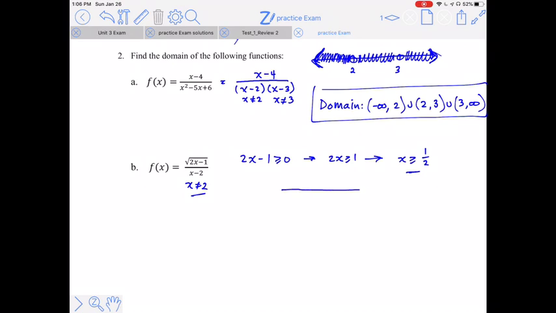Again, if we want to visualize this on a number line, the excluded value of 2 I'm going to represent with an open circle. And then starting the domain at 1/2, I'm going to put a bracket because it includes 1/2. We're going to shade here to the right because it needs to be greater than. So everything to the right of 1/2 is shaded except for x equals 2. So that tells us what the interval is going to be: 1/2 to 2, and then 2 to infinity.